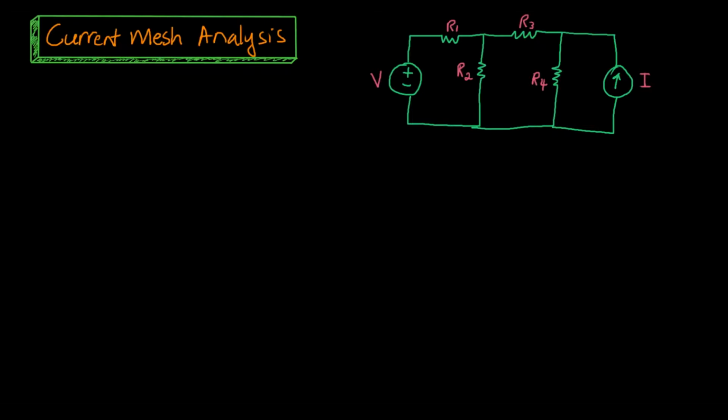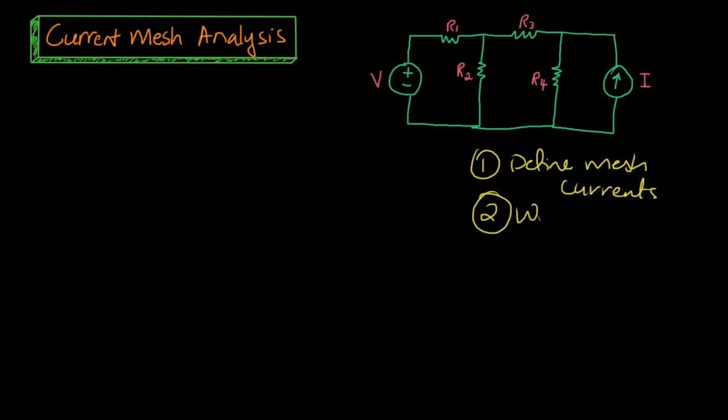Current mesh analysis can be broken down into three main steps. The first step is to define mesh currents, and I'll get into what those are in a second. The second step is to write KVL loop equations. And step 3 is to solve.